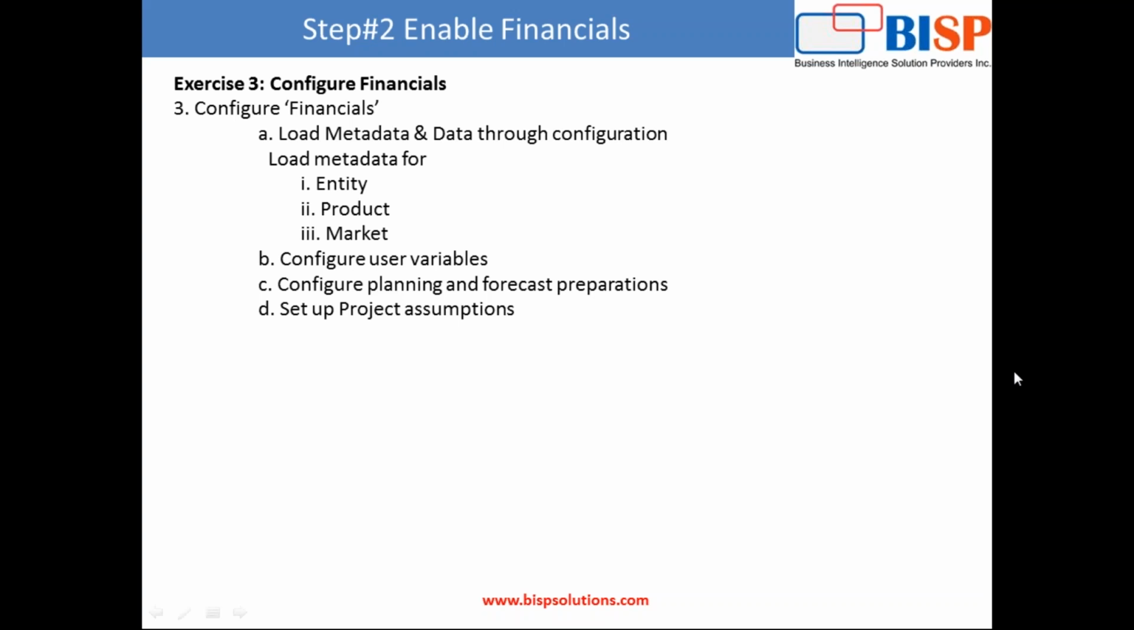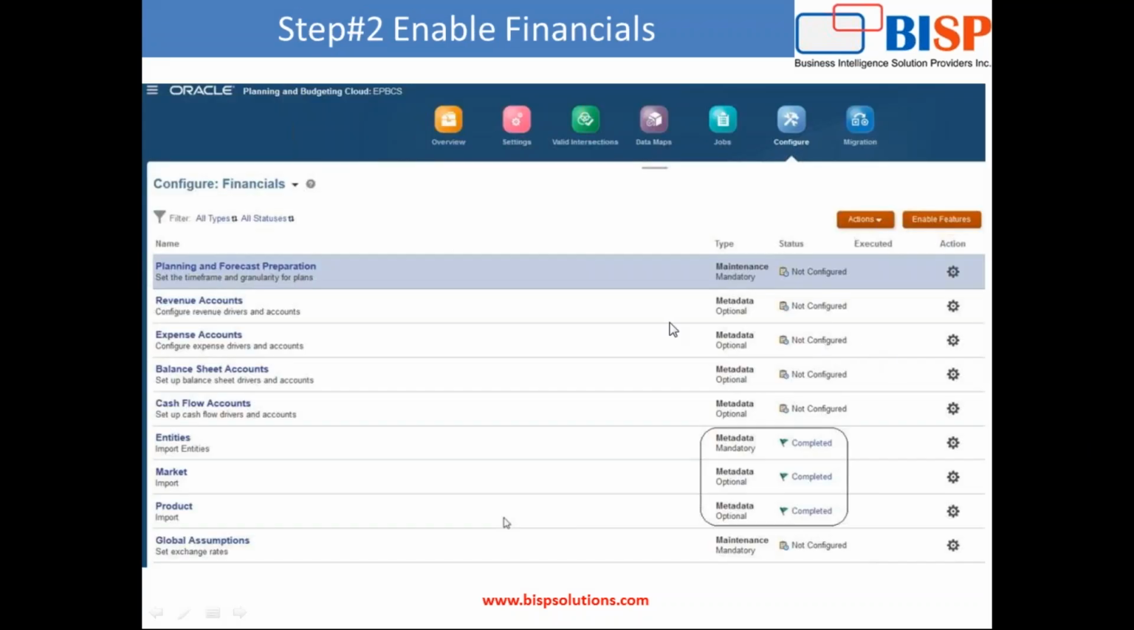The next step, we are going to load metadata into our financial module. I created a sample metadata. We load metadata and then we load data, followed by which we would configure variable and configure planning, budgeting, forecasting. And the final step will go for project assumption, and this is subject to your project. There is no standard value associated with this. So let's go. Step first, we load metadata, and in order to load metadata, we go to the configuration section.